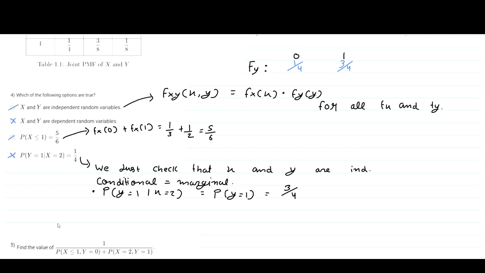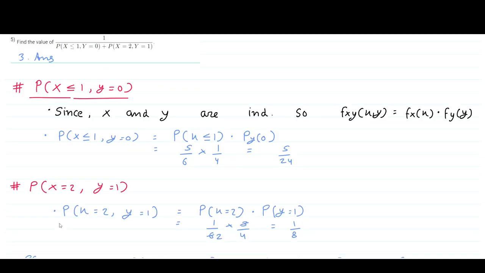Let us now see question number 5. Here we have to find the value of the given equation, which is basically 1 by the probability of x less than or equal to 1 and y equal to 0, plus the probability of x equal to 2 and y equal to 1. Let us first find the probability of x less than or equal to 1 and y equal to 0. Since x and y are independent, the probability of x less than or equal to 1 and y equal to 0 is equal to the probability of x less than or equal to 1 times the probability of y equal to 0. It is basically 5 by 6 times 1 by 4, which is basically 5 by 24.